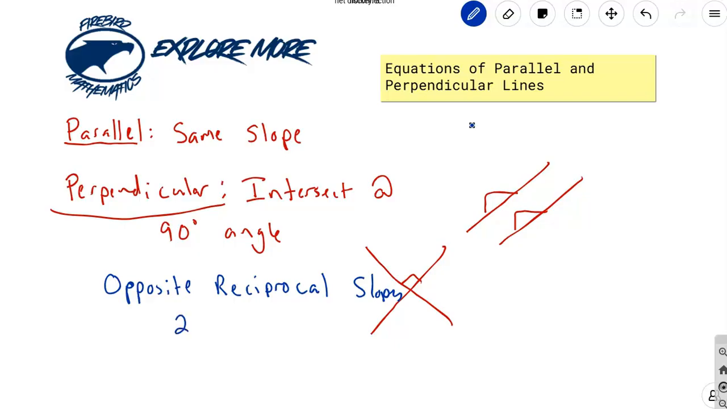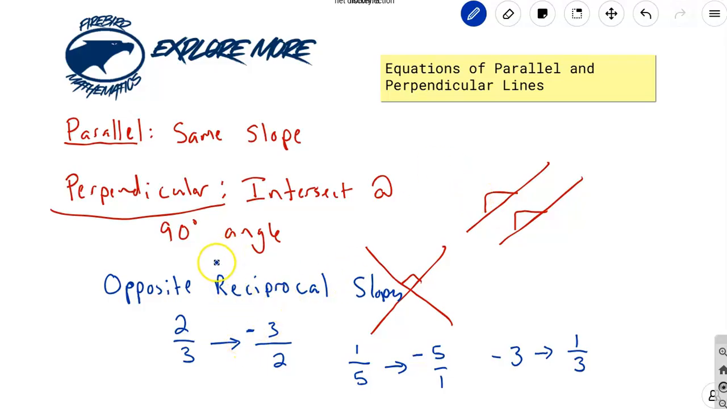So just for a couple of examples, let's say we have a line that has a slope of 2 over 3. A line that is perpendicular would have a slope of negative 3 over 2. Or if we have a line that has a slope of 1 over 5, a line that's perpendicular would have a slope of negative 5 over 1, or negative 5. And then if we have a line that has a slope of like negative 3, then a perpendicular line would be positive 1 over 3. Okay, so parallel lines have the same slope. Perpendicular lines, they intersect at a right angle, and when they do, their slopes are opposite reciprocals.